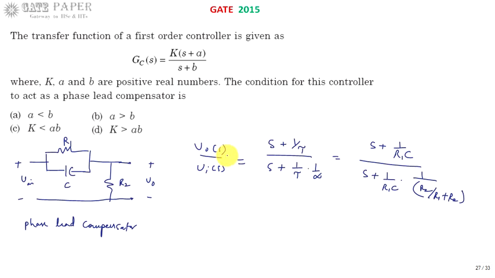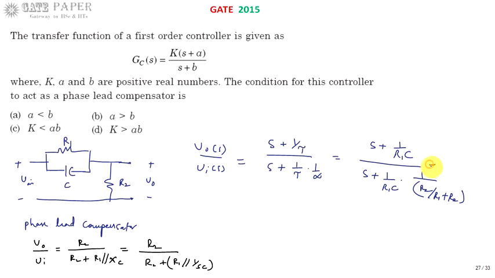You can remember this one, otherwise simply write V0 by Va is equal to R2 by R2 plus this parallel combination. Simply the voltage division rule you can use. If you use the voltage division rule, you can also get this transfer function. V0 by Va is equal to R2 divided by R2 plus R1 in parallel with Xc, where Xc means 1 by Sc. So you know how to apply the parallel combination of these two. Use that, and after some mathematical manipulations, you will get this equation.